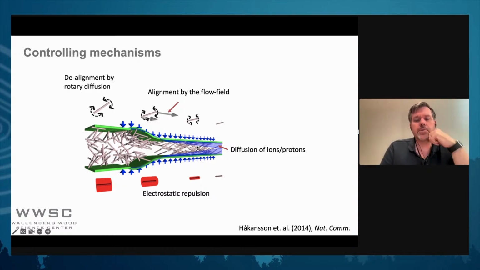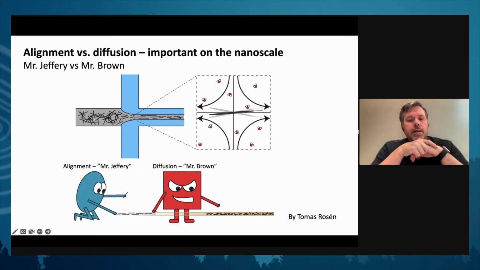And you can calculate some time scales and realize you can't just do it. You need to be correct when it comes to how fast you pump, what the dimensions and geometry are, and what the concentration is. And doing this, you start to think more and more about whether we can do it faster. The key that we have landed on is an image made by my colleague Thomas Rosén, with Mr. Jeffrey and Mr. Brown. And this is the balance that we are trying to handle. We align with Mr. Jeffrey, and we have Mr. Brown diffusion that is counteracting everything we do.